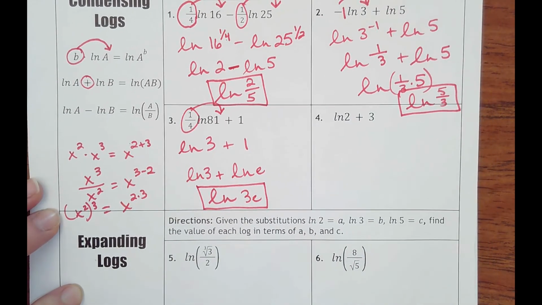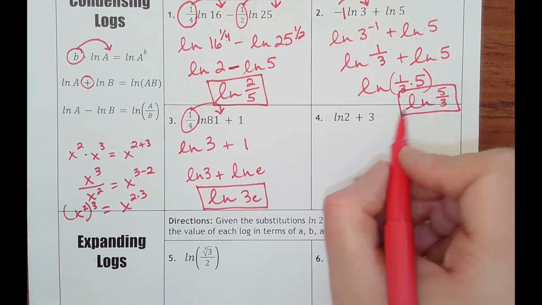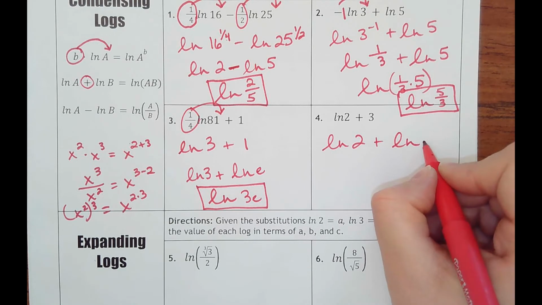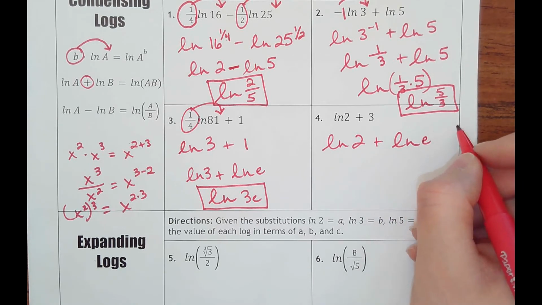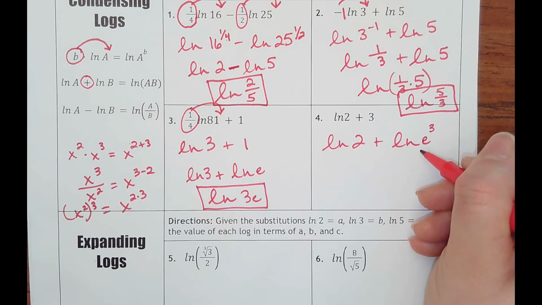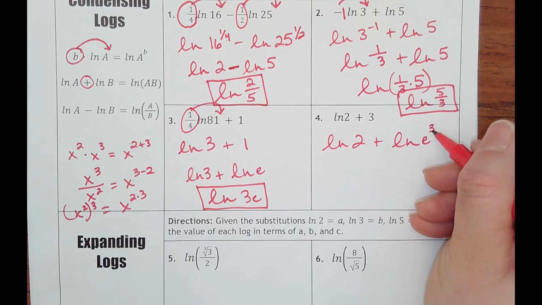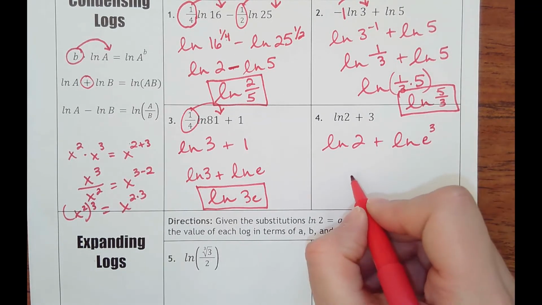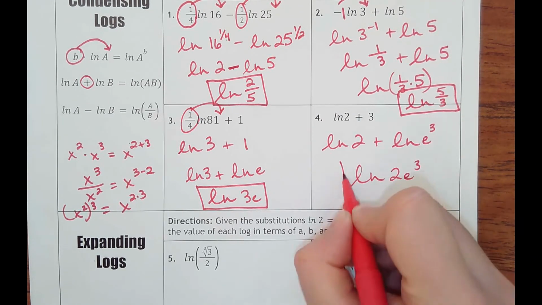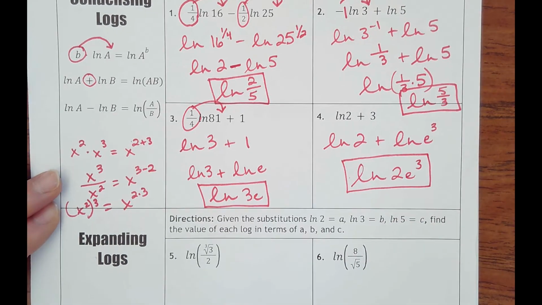And then number 4 is very similar. We've got natural log of 2 just plus a regular 3. Again, I can't add 2 and 3, but what I can do is somehow change this into a natural log of e to the 3rd power. So this is saying e to what power makes e to the 3rd? That would just be 3. So they're equivalent. And then I could put them together and say natural log of 2 times e cubed. So every constant number becomes a natural log of e to whatever power that number is.